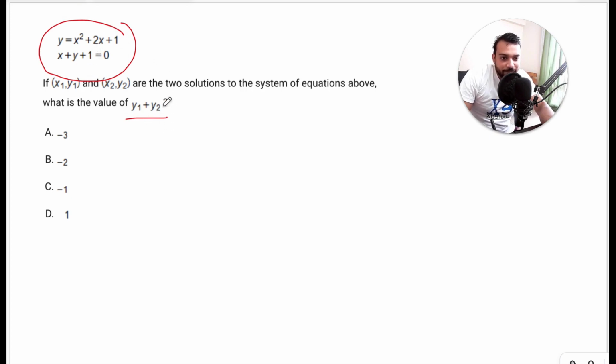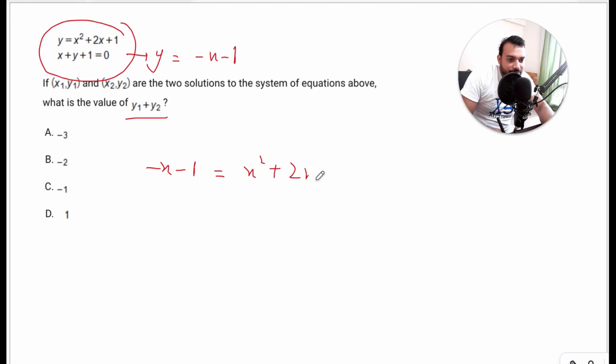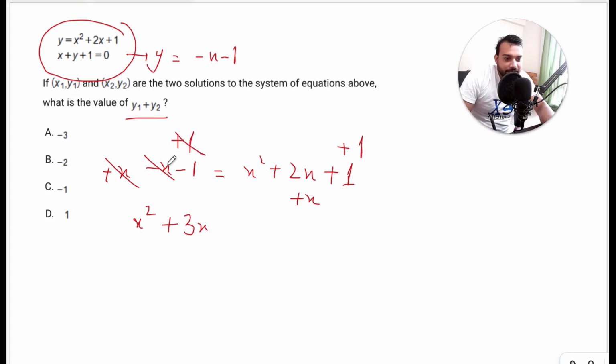Okay. Let's begin. First equation is already in terms of y. Second equation would become y is equal to negative x minus 1. Let's equate both of them. Negative x minus 1 is equal to x squared plus 2x plus 1, since both the y's would be equal. I add a positive x on both sides to get rid of this negative x on the left hand side. So this and this cancel. On the right hand side, x squared plus 3x. Then I add a 1 on both sides to get rid of the 1 on the left hand side. This becomes a 0, plus 2 is equal to 0.